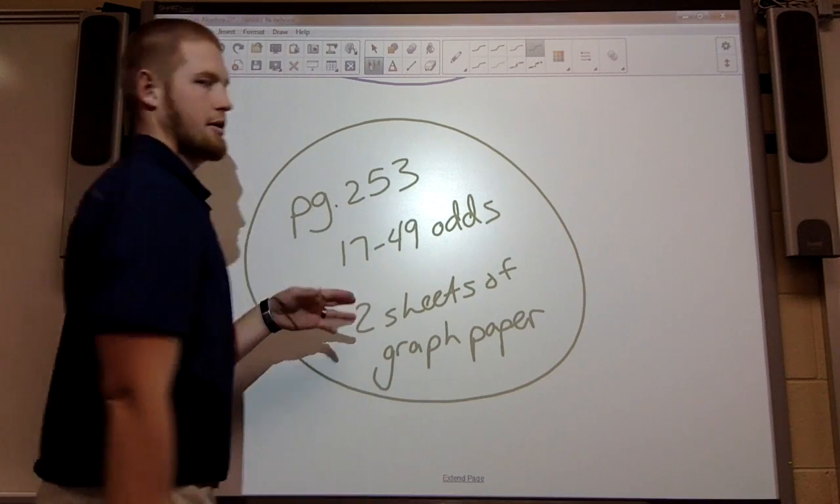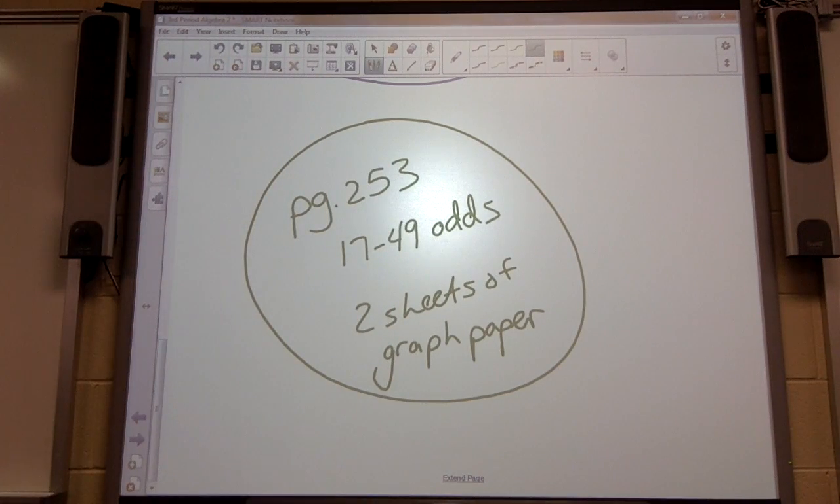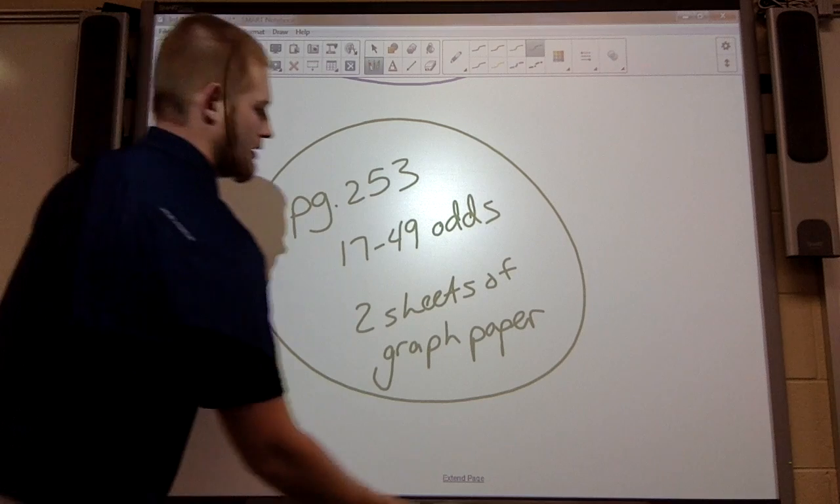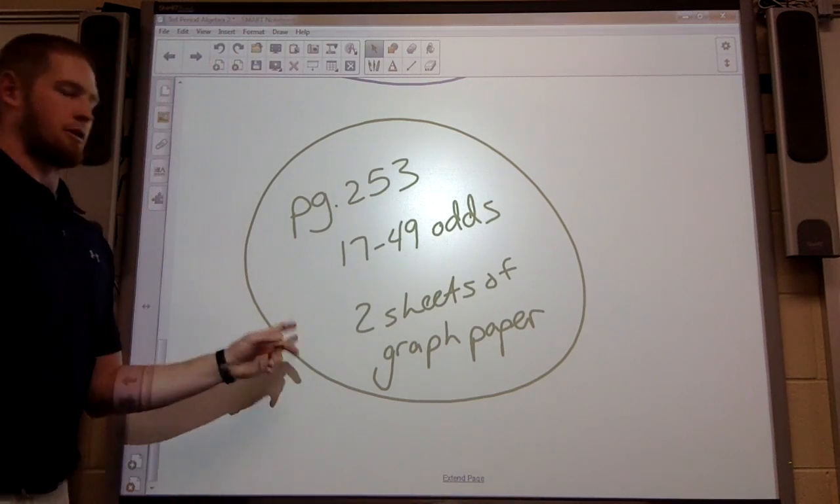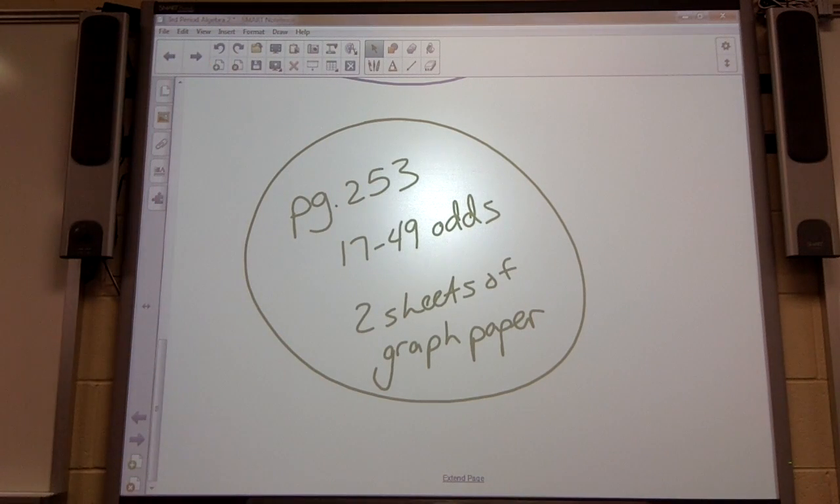Again, please only take 2 sheets of graph paper. I do not have a ton of graph paper for the rest of the school year because some people are taking more than what they need. 2 sheets of graph paper is all you need.